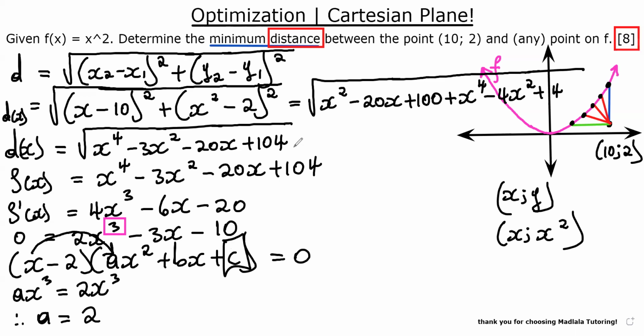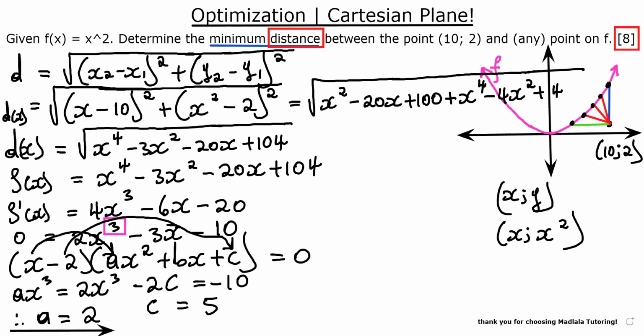So now we come for c, because it's very easy to find a and c. So you take your negative 2 and you multiply it by your constant. So you get negative 2c. And you equate this to the constant in your cubic equation. So you say it's negative 10. And dividing both sides, of course, you find that your c will be 5.